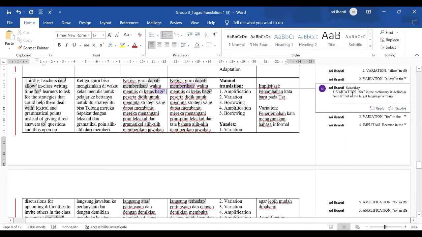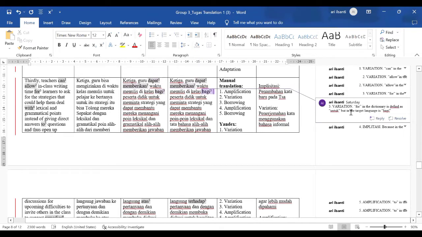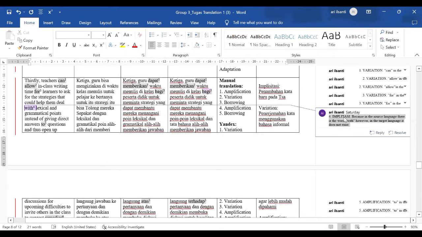Next is for or bagi. In Yandex translation is variation, because for in the dictionary is defined as untuk, but in the target language is bagi. And the Bing translation is variation. For in the dictionary is defined as untuk, but in the target language is bagi. Next is with, is implicitasi, because in the source language there is the word with, however, in the target language it does not exist.